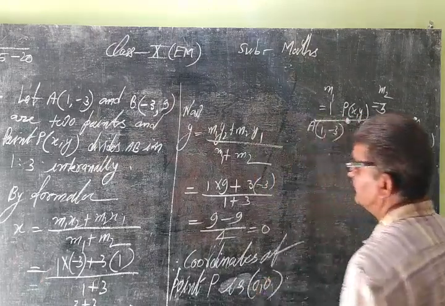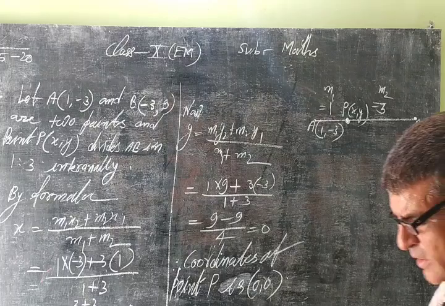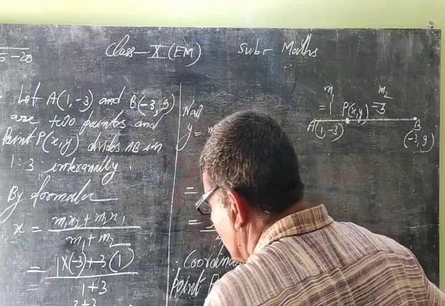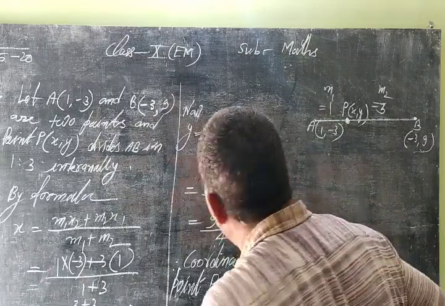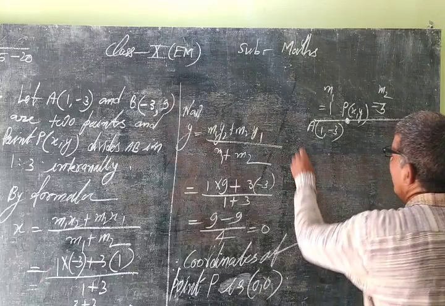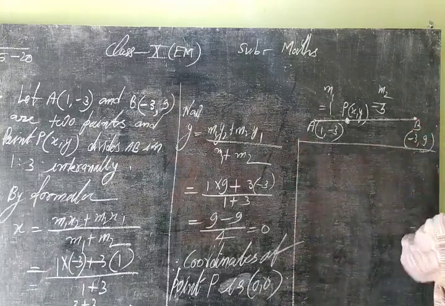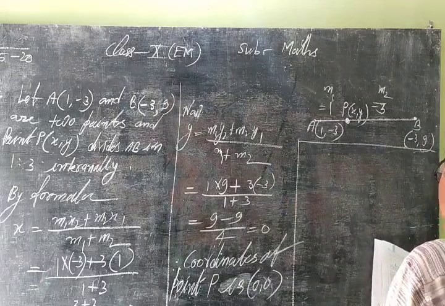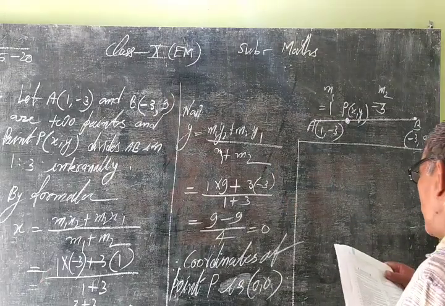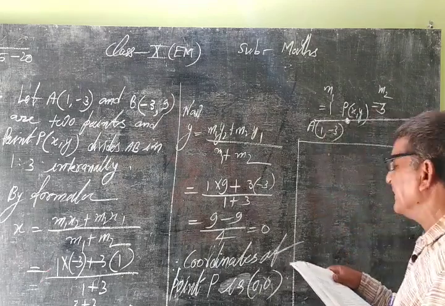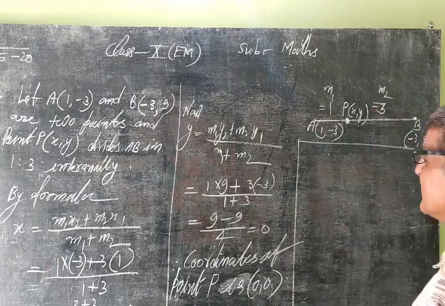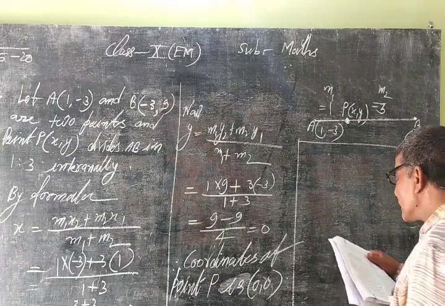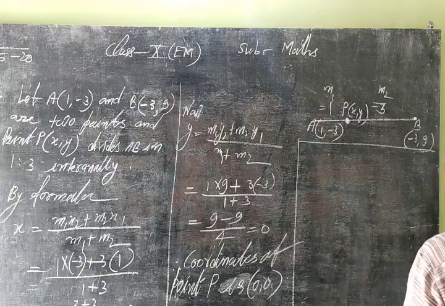Then it is proved. Now the second condition in this is also find the coordinates of the point which divides the line externally. We have to find out also the coordinates of the point which divides the line externally. एक्सटर्नली बेटे डिवाइड करने के लिए और अपने को इसके कोऑर्डिनेट फाइंड आउट करने हैं पी के.